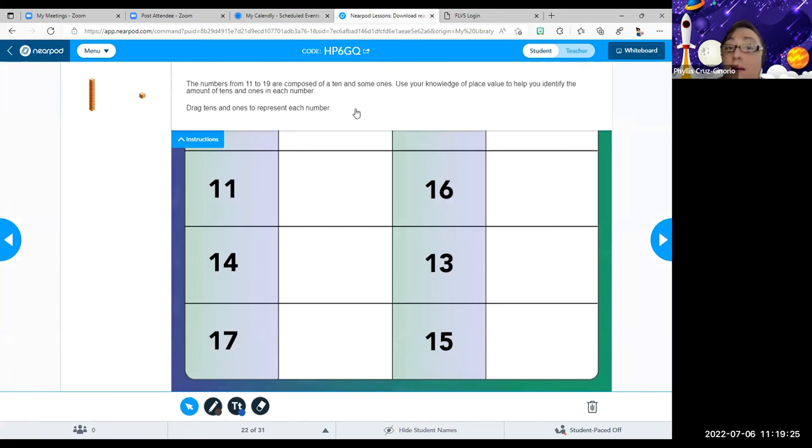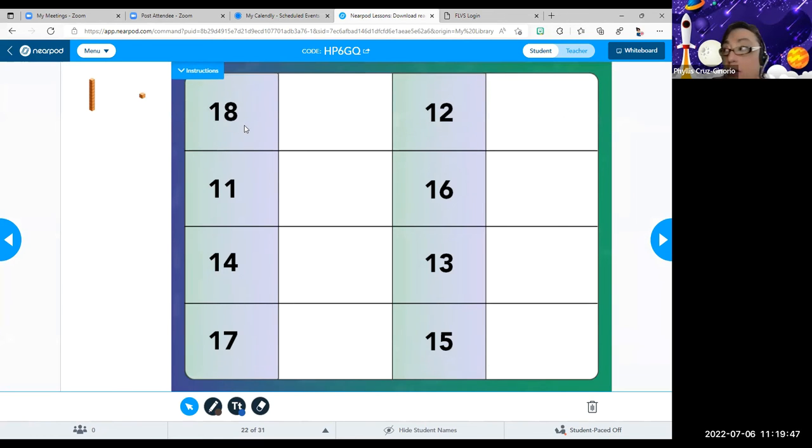This is something we won't take a lot of time on, but it just says the numbers from 11 to 19 are composed of tens and some ones left over. Use your knowledge of place value, that's the tens and ones, to help you identify the amount of tens and ones in each number. Drag the tens and ones to represent each number. Well, we're going to go pretty quickly on this one. I'm just going to pick 2 of them.